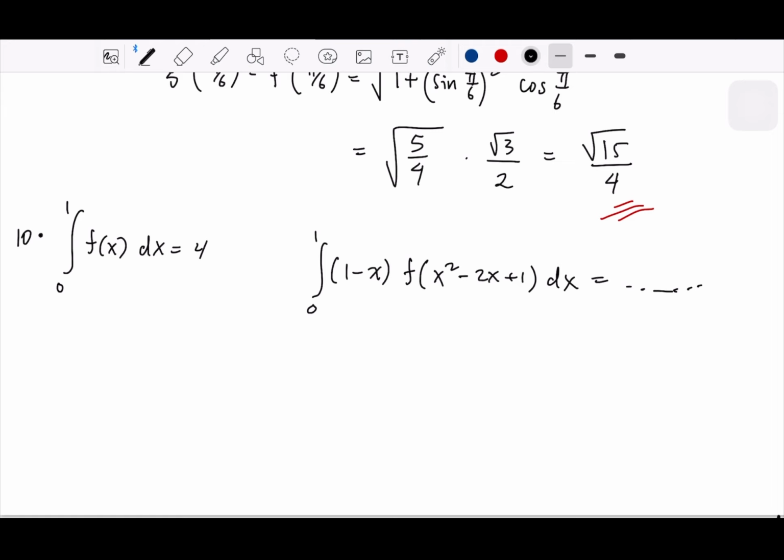Yeah, this is also challenging. So first we are given this information, and perhaps this is for the last computation. But the question is, we are looking at this 1 minus x multiplied with f, and inside this function it has the quadratic x squared minus 2x plus 1. So what does your instinct tell you? What should you do? Run away.